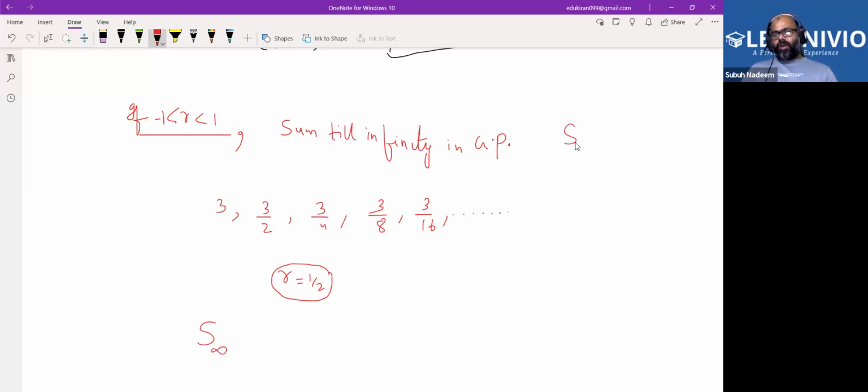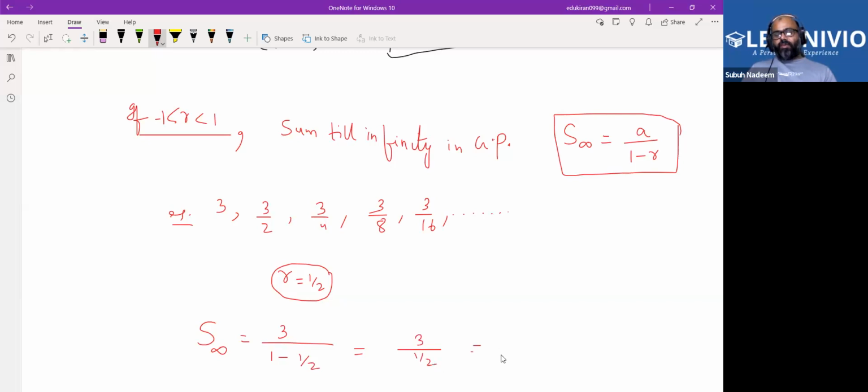So what is the formula for that? Sum till infinity is A upon 1 minus R. So you have to just remember this formula. Again, we are not going into the derivation of it because it involves the concept of limit. So we just need to know the formula right now. Here, if we apply this formula in this example, A is 3, 1 minus R is half. So 3 by half it will become, which is equal to 6. So sum till infinity is actually 6.